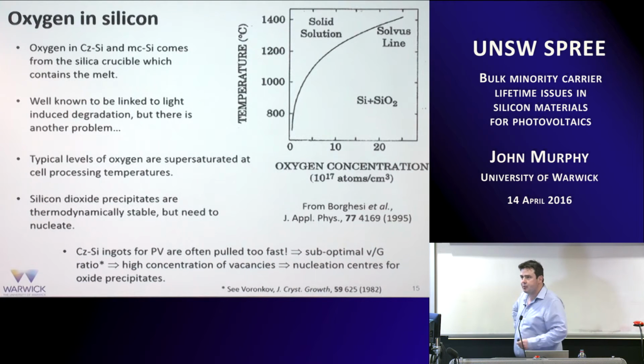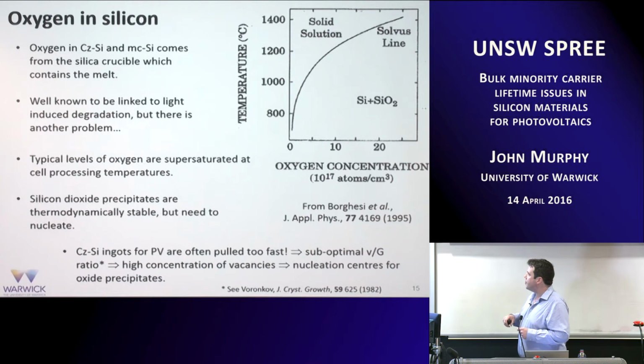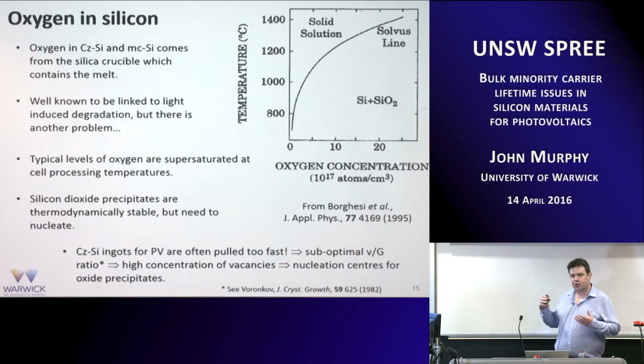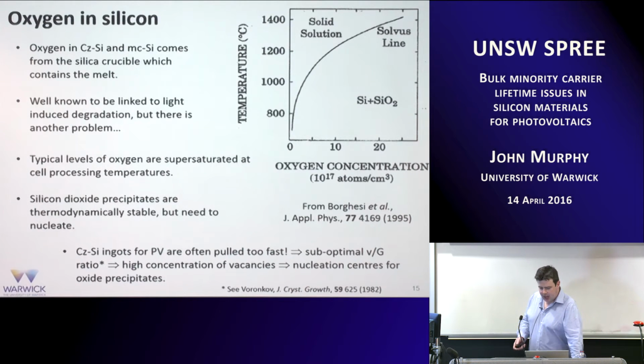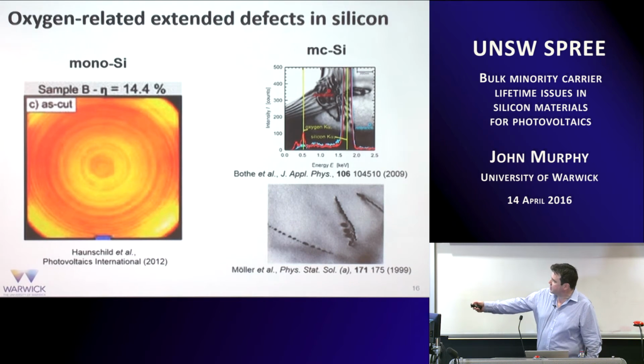And so typically what happens in PV materials is you've got lots of potential nucleation centers forming in ring-like structures around the wafer. And these nucleation centers are where the oxygen precipitates. And I'll show on the next slide an image of what typically results from oxygen precipitation in silicon. So this is an image from Fraunhofer ISE. You can see this is a PV wafer, and you get these characteristic ring-like structures.